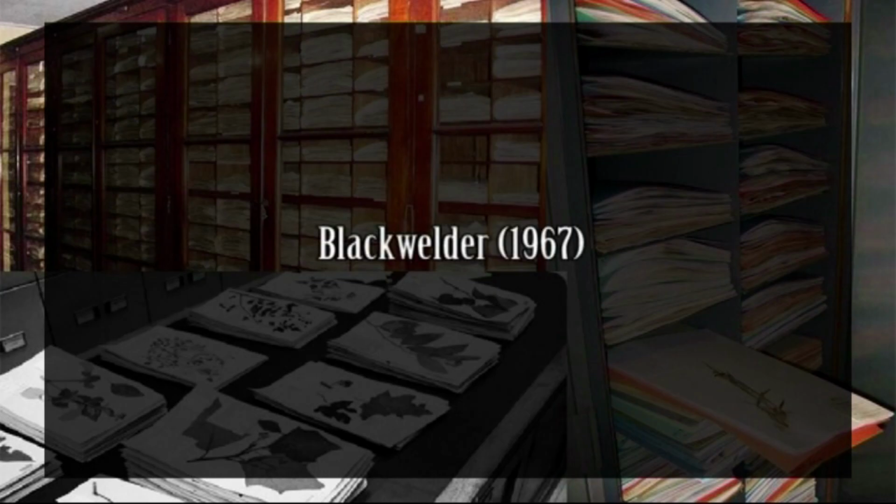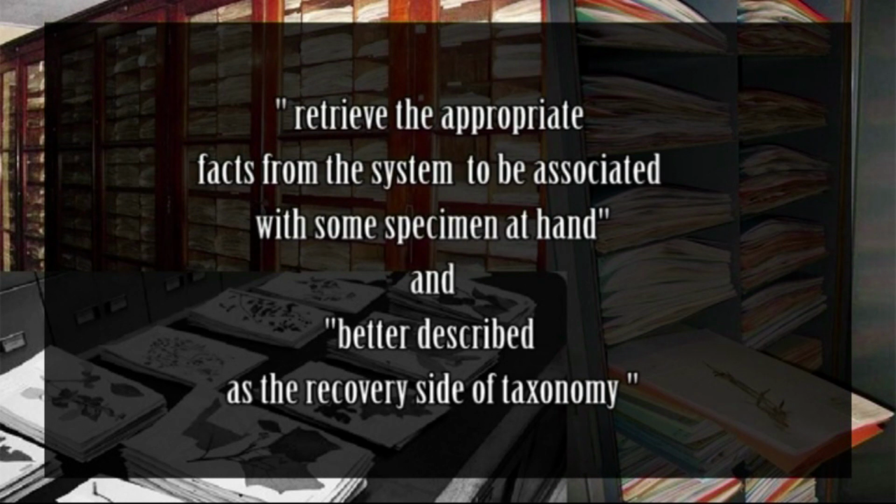Once a system of classification has been set up, it becomes possible to identify an unknown plant by comparing it with the members of the groups that have already been recognized. According to Blackwelder, identification enables us to retrieve the appropriate facts from the system to be associated with some specimens at hand, and is better described as the recovery side of taxonomy.